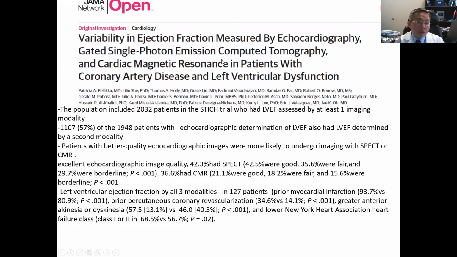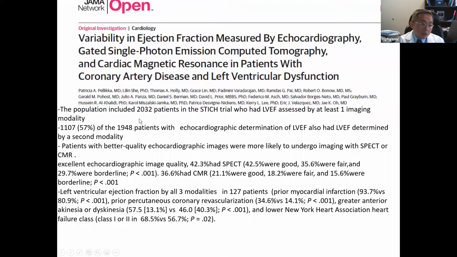This is from the STICH study. Dr. Pellikka, she is a known echo lady, and Dr. Oh from Mayo Clinic, but you have a bunch of other imaging technique leaders in this study. So 2,000 patients, they all have coronary disease. EF, most of them are less than 35%.